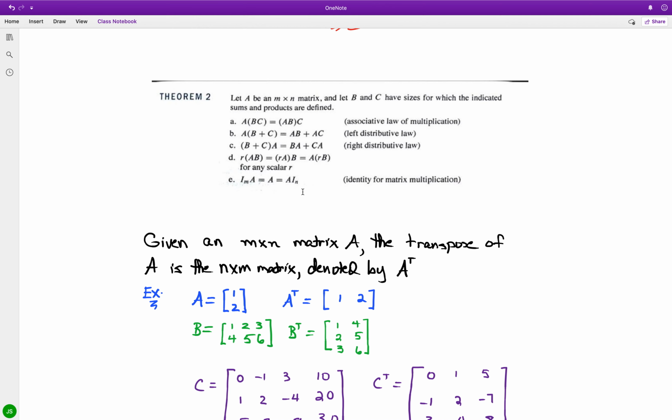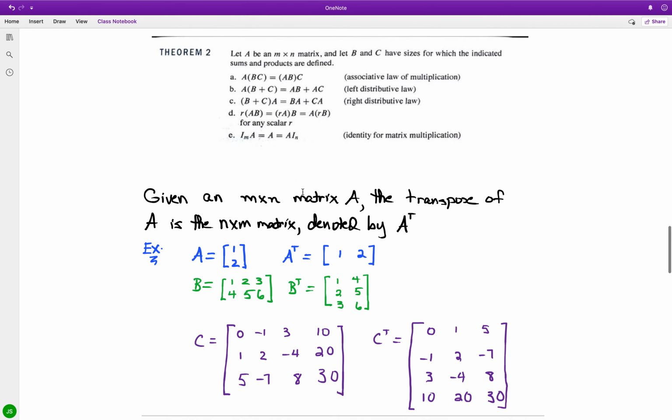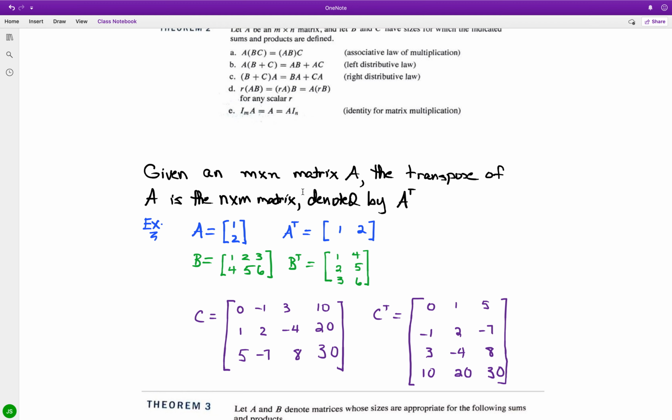Now, in the case of the transpose of a matrix, this is where you have a switch around between the number of rows and columns. Given an M by N matrix A, the transpose of A is going to be the N by M matrix denoted by A of T. So A is equal to 1, 2, a 2 by 1 matrix, and the transpose is going to be a 1 by 2, which in this case is 1, 2.